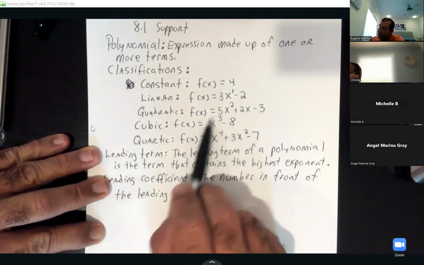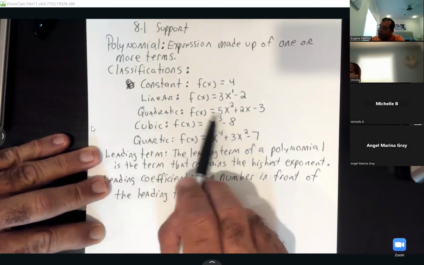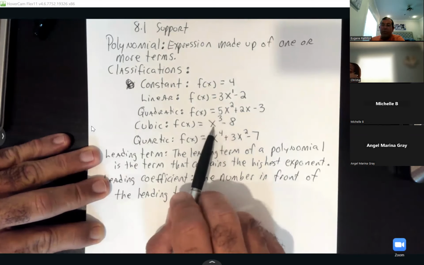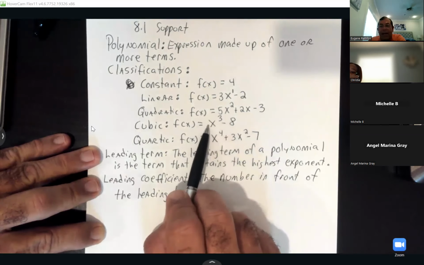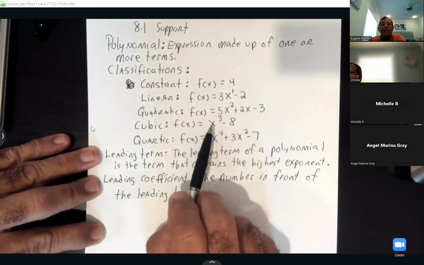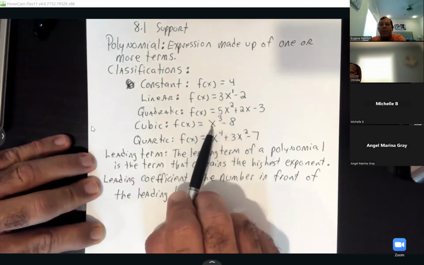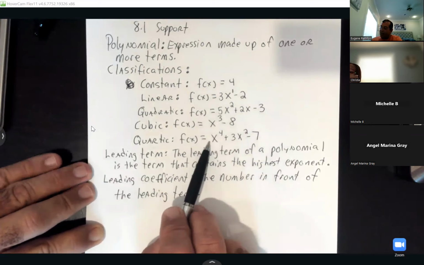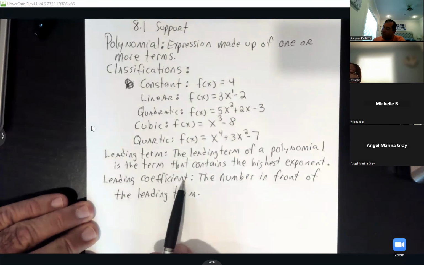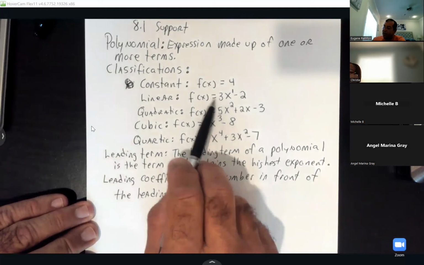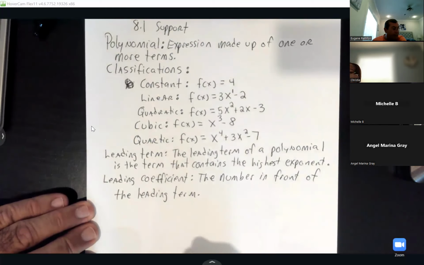But y'all, here my leading term is the x to the third term on this cubic. There's no number in front of that x. So that means if there's not a number there, the leading coefficient is a 1. And then the same thing with this quartic. Since it doesn't have a number in front of that x to the 4th, we treat that like a 1 in front of it, okay? So the leading coefficient is just the number in front of my leading terms.